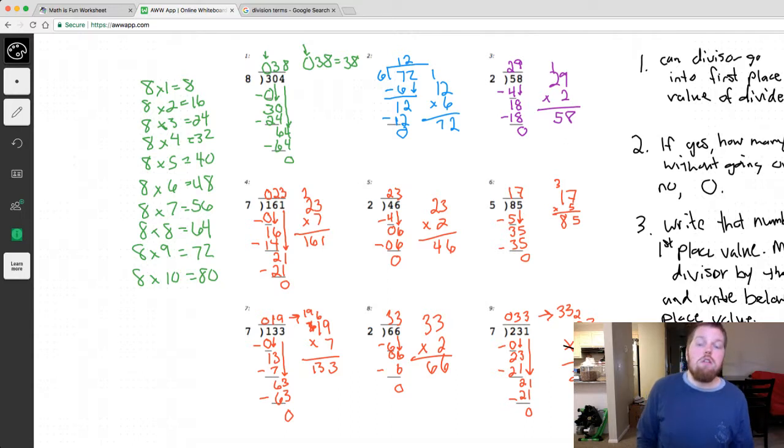Now we're going to do some examples that are a little bit more challenging, with some larger divisors, but they will still have no remainder, and then we'll do some ones that have remainders.